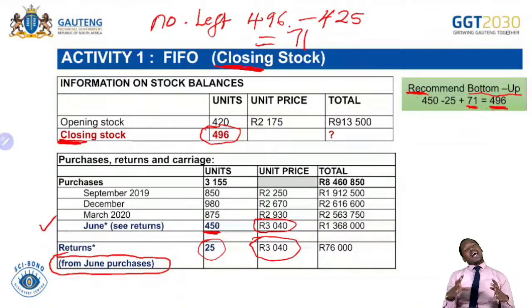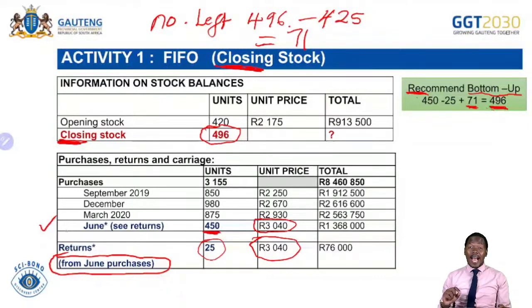Now, how do I determine my closing stock, to conclude everything I've been saying? I am taking the 425. Where is the 425 coming from, grade 12? Remember, it is the 450 minus the 25. Please calculate with me, grade 12.